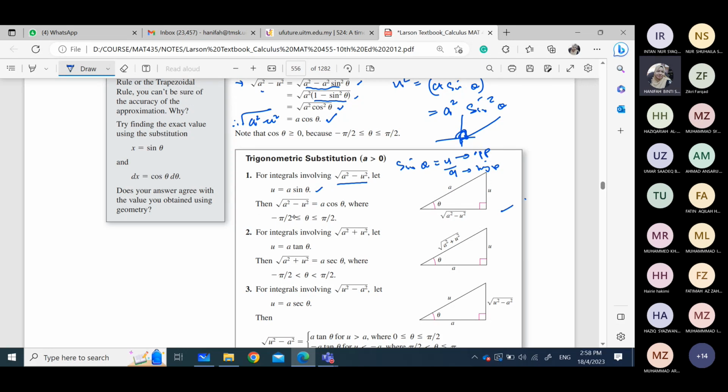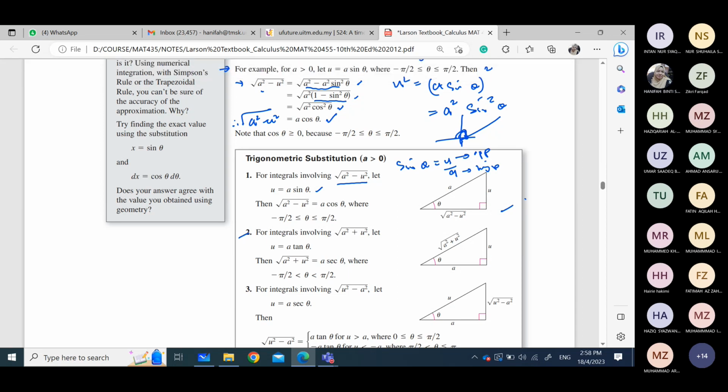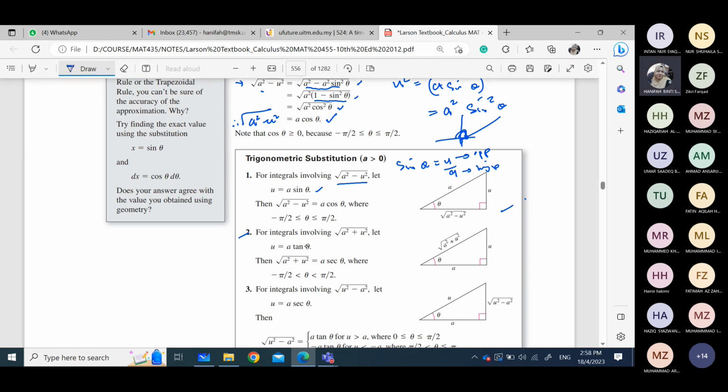Okay. Seterusnya dengan yang ni, number 2. If we have this radical, which is square root A squared plus U squared, so the trigonometric substitution here is this one: U equal to A tangent theta. Okay, so maknanya bila radical yang macam ni, A squared plus U squared, so the trigonometric substitution is this one. U equal to A tangent theta.